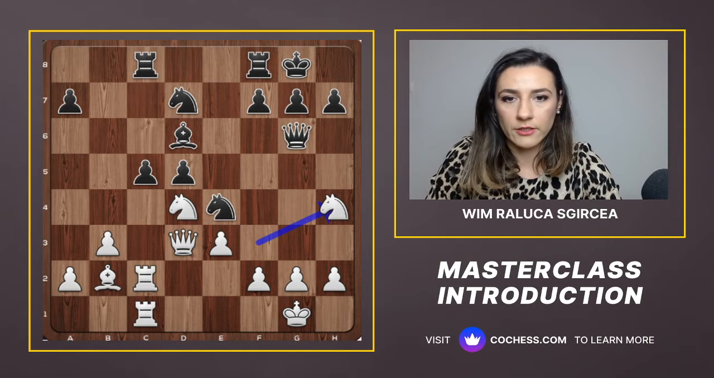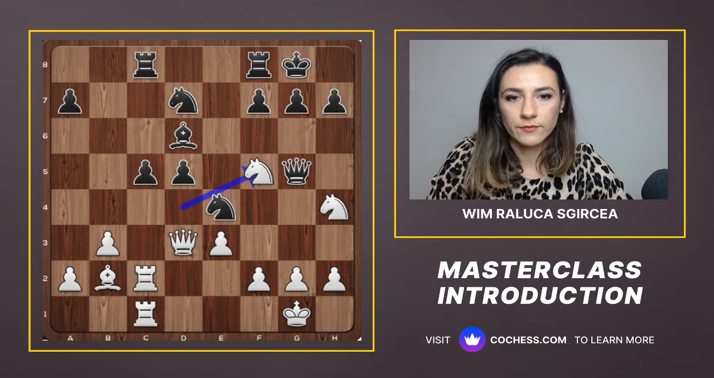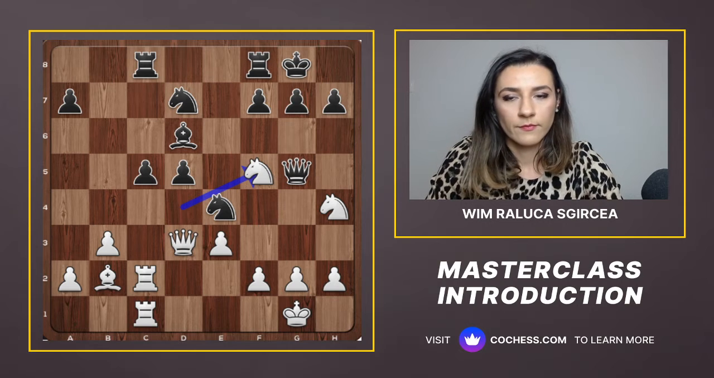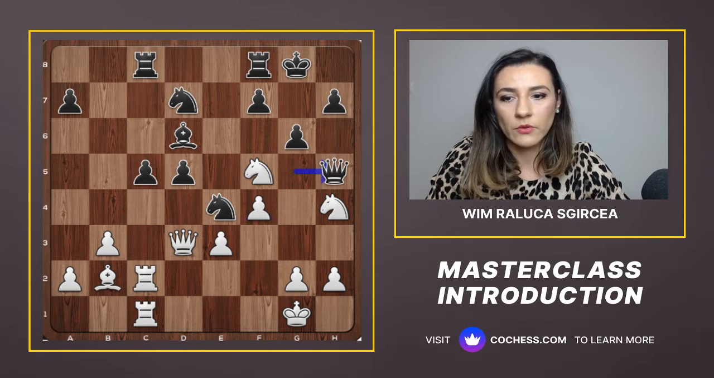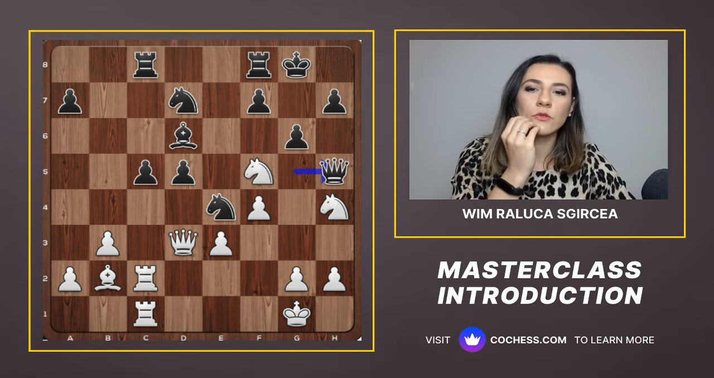Now we play knight to h4. And the knight goes to d5. G6. Now he plays f4, attacks the queen. The queen goes to h5. And what are we going to do now?